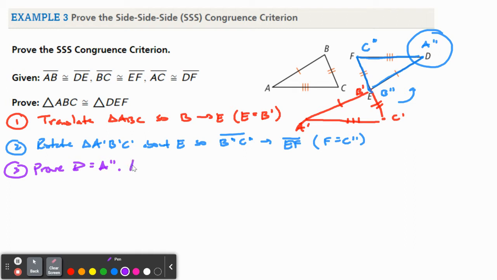And to do this, we're going to do what's called an indirect proof. I touched on it a little bit in one lesson. So to do an indirect proof, you're going to assume that this is not true. So we're going to draw a picture here in a second where A double prime and D don't line up. And we want to reach a contradiction throughout this proof. If you reach a contradiction, then you can say that what you assumed is not true, and that what you want to prove is true. So here's my picture. I'm going to copy down triangle DEF as best I can.